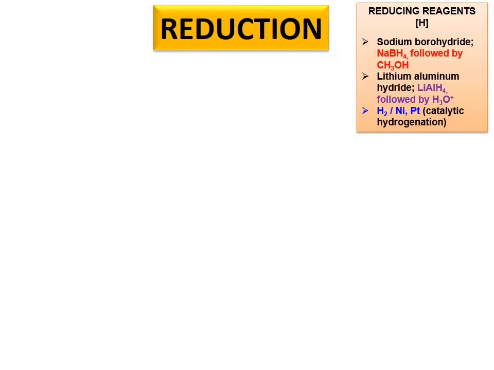Okay, next we look at reduction reaction. So these are the reducing agents that we are going to use. The first one, kita ada sodium borohydride, followed by hydrolysis. So this is the reagent. And then we have lithium aluminium hydride. And then kita ada catalytic hydrogenation. Actually this reagent kita dah pernah jumpa in chapter 5.2. Alright? So these are some reagents that you can use for reduction reaction.